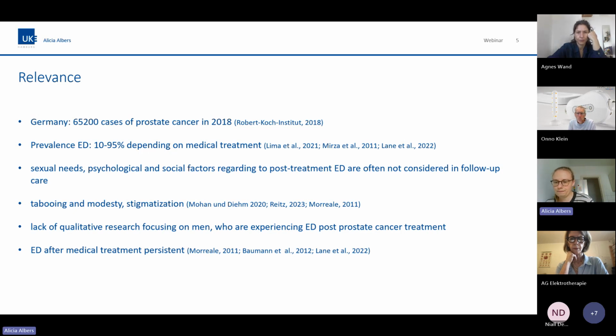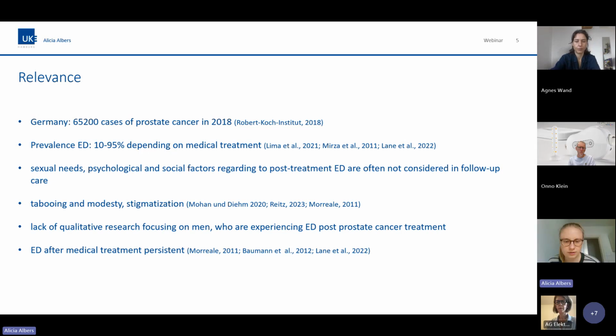I think one really important fact that I found in literature is that sexual needs, psychological and social factors regarding post-treatment erectile dysfunction are not considered in the treatment after an operation, for example. This was really important for me to develop my question as I did.